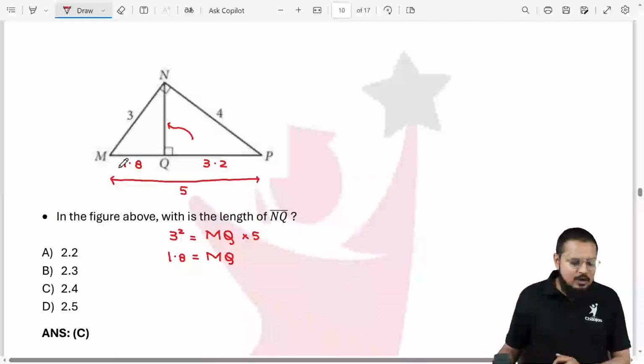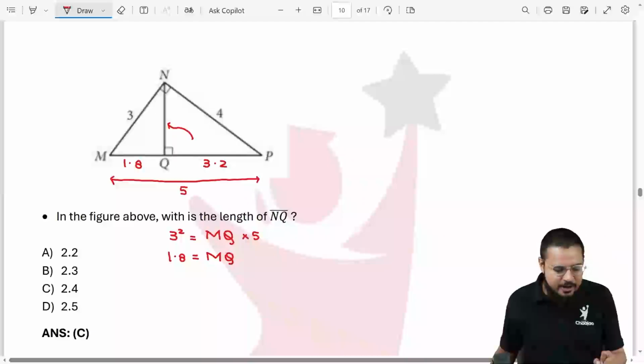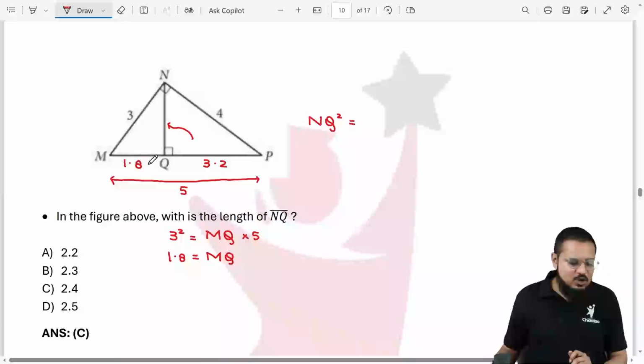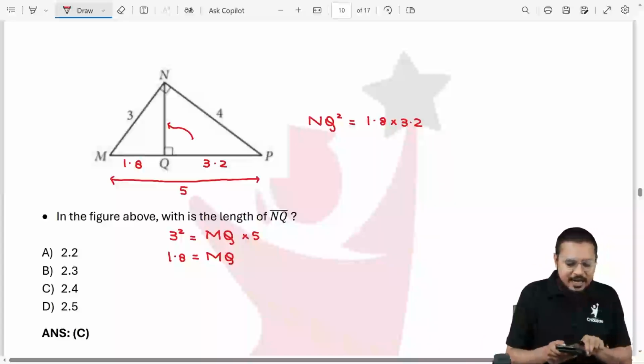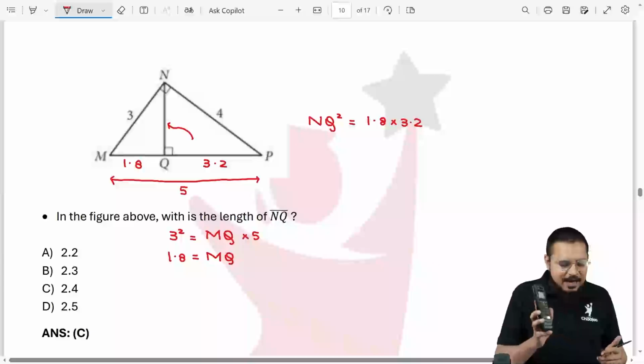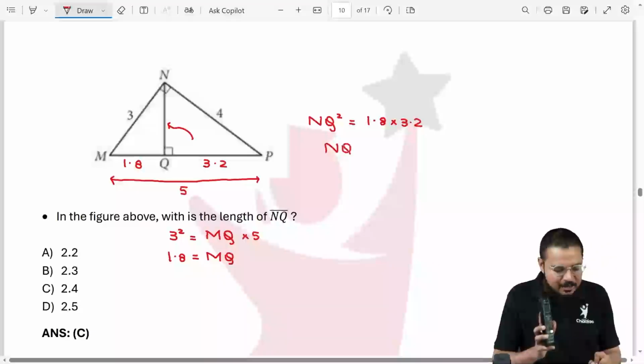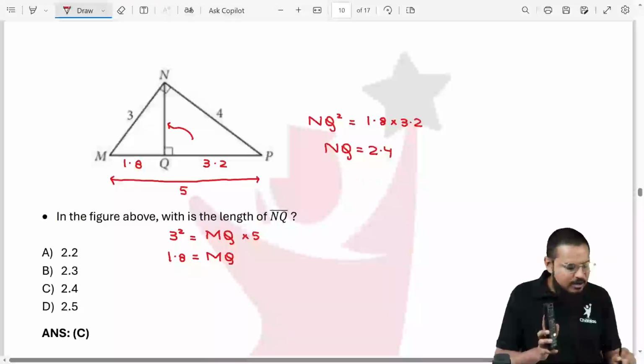So I know the segments in which my hypotenuse is divided, 1.8 and 3.2. What I can do literally, this is my altitude square, or NQ square, is always equivalent to the product of these two segments of your hypotenuse, 1.8 times 3.2. And again, literally I'm typing everything on my scientific calculator. So 1.8 times 3.2, and then square root of that number. I'm getting my value of NQ as 2.4. NQ is coming out as 2.4 right over here.